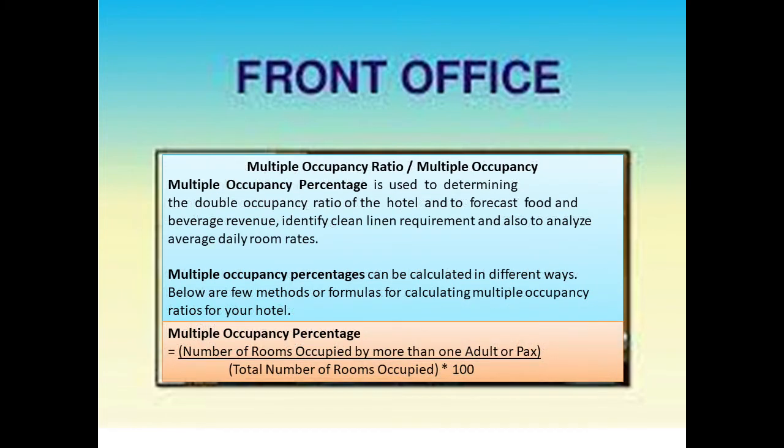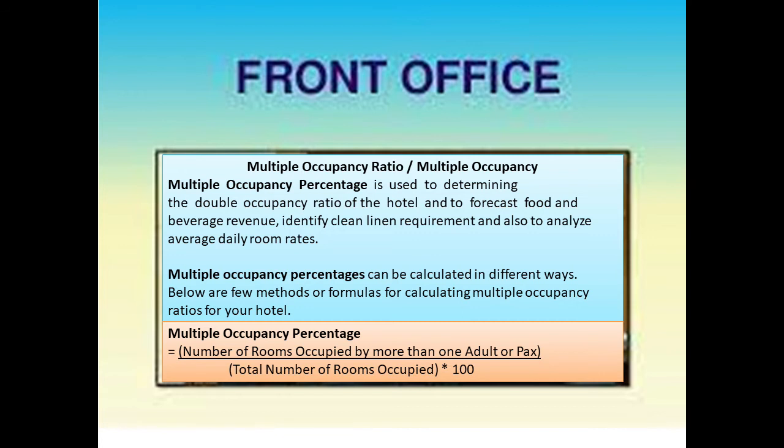And now for our multiple occupancy ratio or multiple occupancy. Multiple occupancy percentage is used for determining the double occupancy ratio of the hotel, to forecast food and beverage revenue, identify clean linen requirements, and also to analyze average daily room rates. Multiple occupancy percentage can be calculated in different ways. Below are a few methods or formulas for calculating multiple occupancy ratios for your hotel.